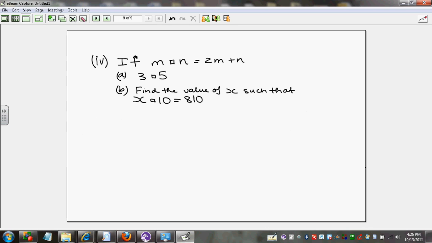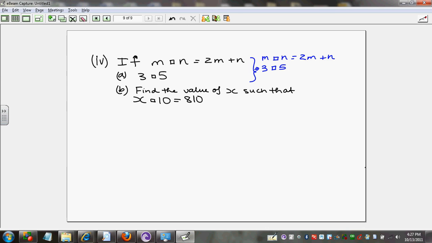Okay, so we have: if m box n is equal to 2m plus n, they ask us to find what is 3 box 5. So this one could be worked out quite easily. Let's do it right here, because that shouldn't take much time. If we have m box n is equal to 2m plus n, then we want to find 3 box 5.